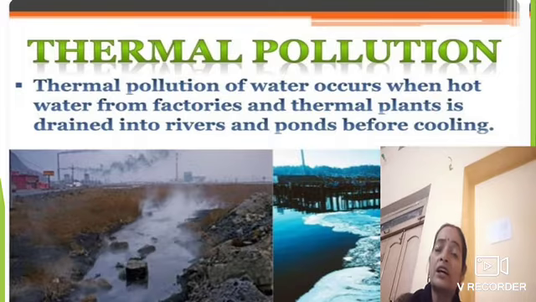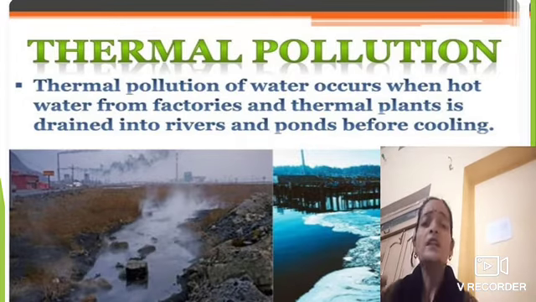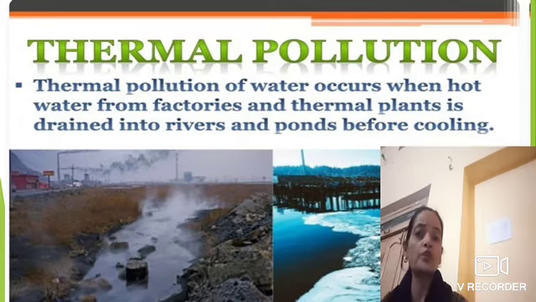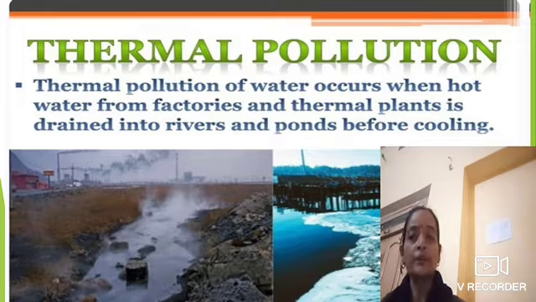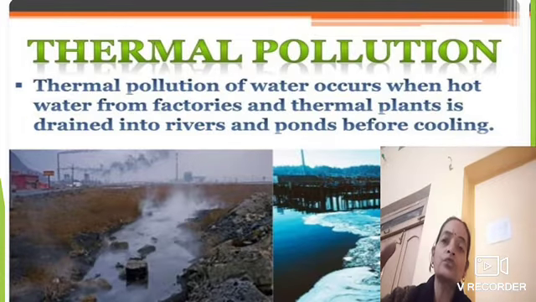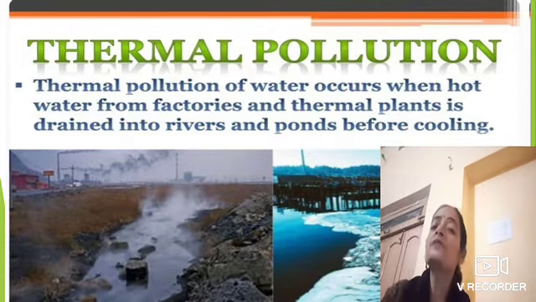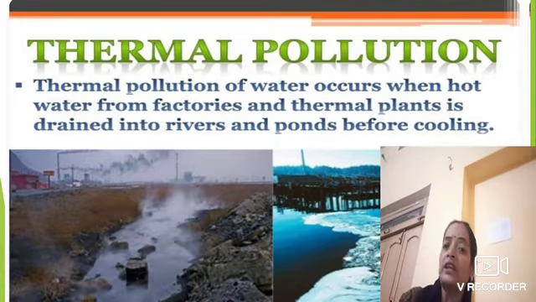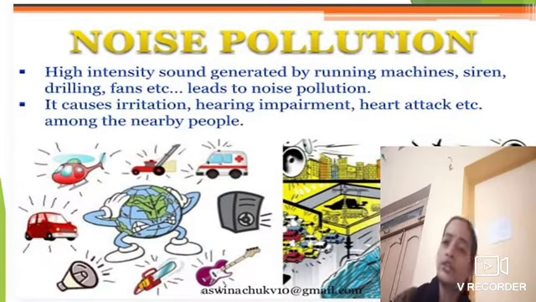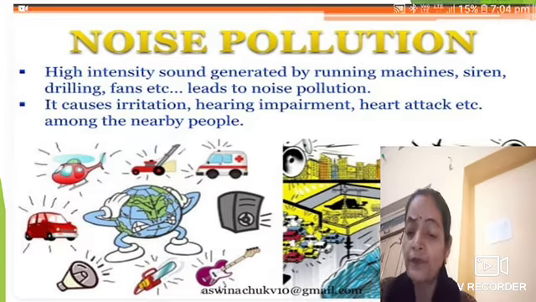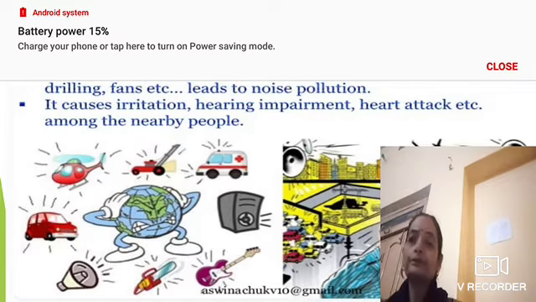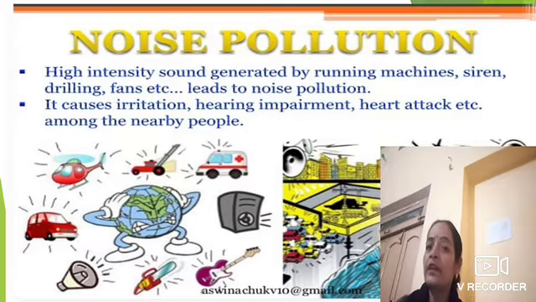Thermal pollution: thermal means heat. The thermal pollution of water occurs when hot water from the factories and thermal plants is discharged into rivers and ponds before cooling it, which pollutes the water. The next pollution is noise pollution. Noise pollution not only irritates and angers, it can also cause hearing impairment and heart attack among the nearby people.